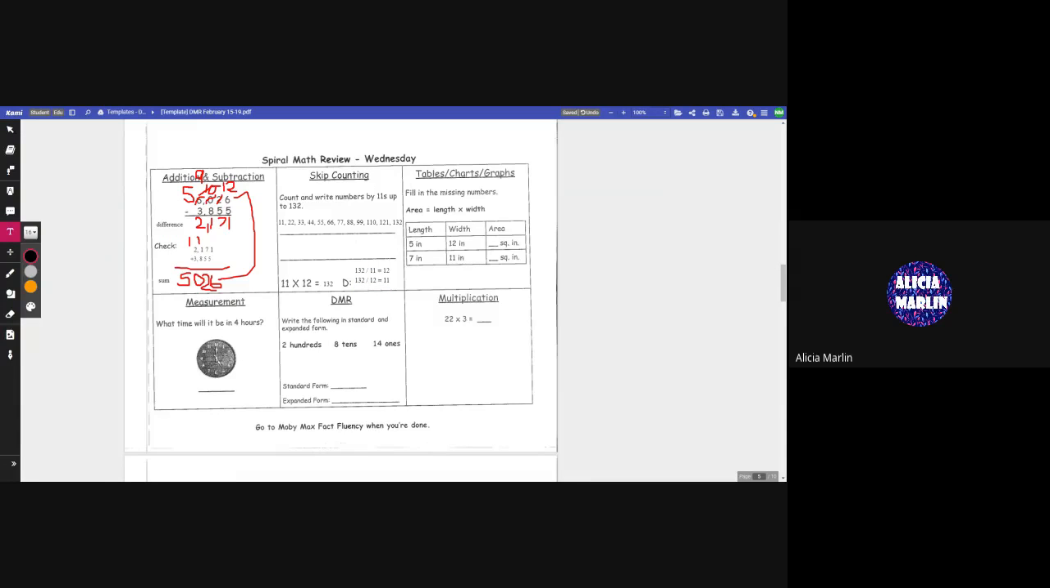All right, let's look at this table. Fill in the missing numbers. Area equals length times width. Who can tell me what 5 times 12 equals? What's the product of 5 times 12, Caleb?